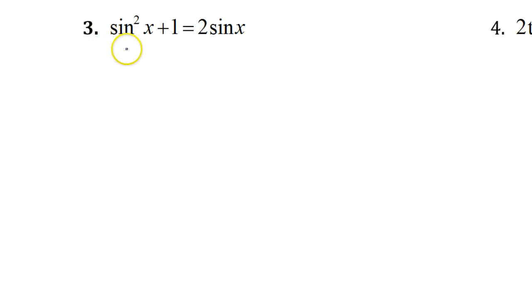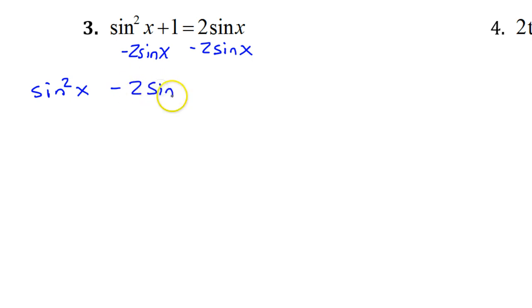Looking at problem number 3. At least we have only one type of function. All I see is sine, but we still need to get 0 on one side. So I am going to start by subtracting 2 sine x from both sides. So that's going to give me sine squared x minus 2 sine x plus 1 is equal to 0.